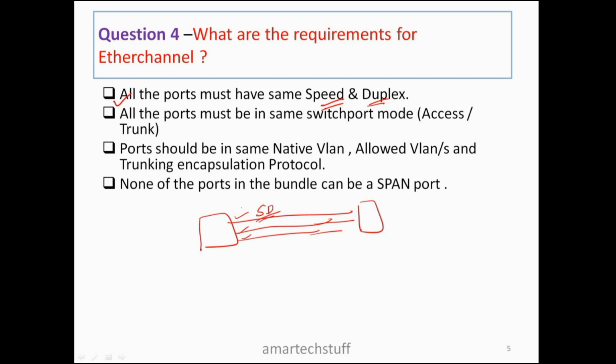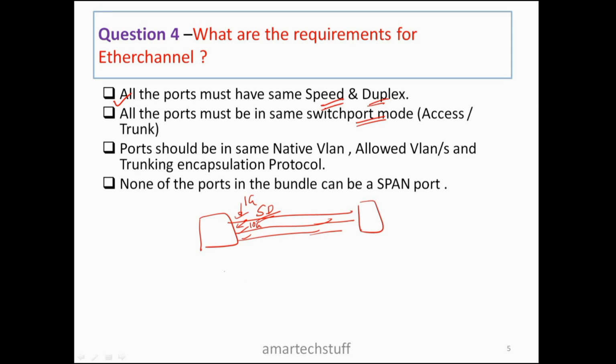Like if this particular port is in 1G and this port is in 10G, you cannot make these 2 ports into a single EtherChannel. The EtherChannel is not going to come up because the speed of these ports is different. They have to be the same. All the ports must be in the same switchport mode, either access or trunk.